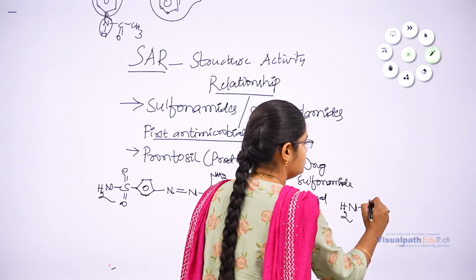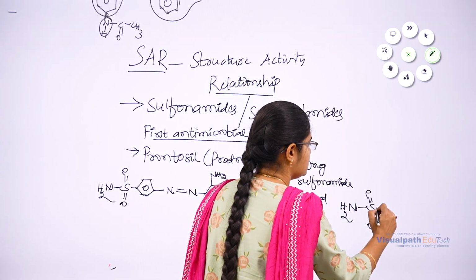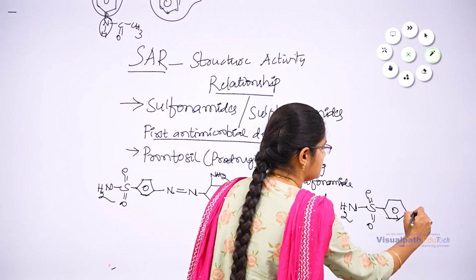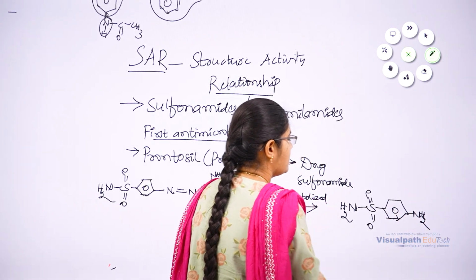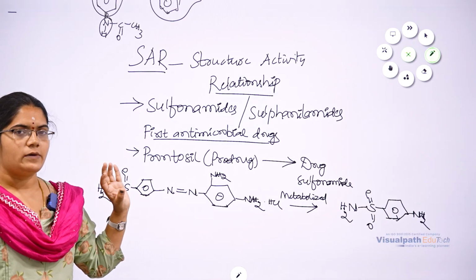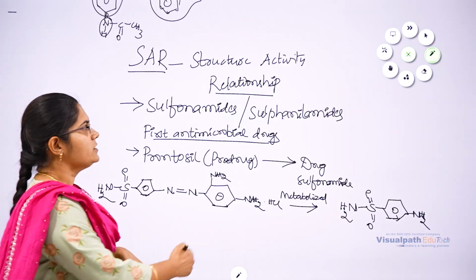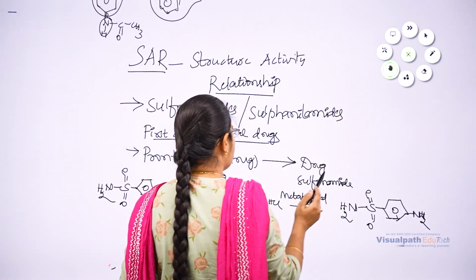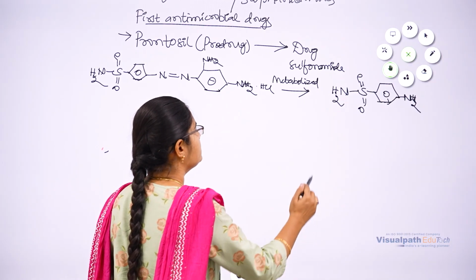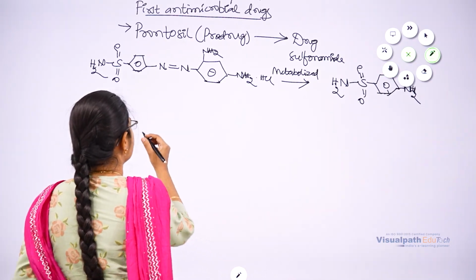that is NH2. This is the structure of sulfonamide. So this is Prontosil, considered the first antimicrobial drug identified, which will get metabolized after entering into the body. So let's discuss the main drug, sulfonamide.